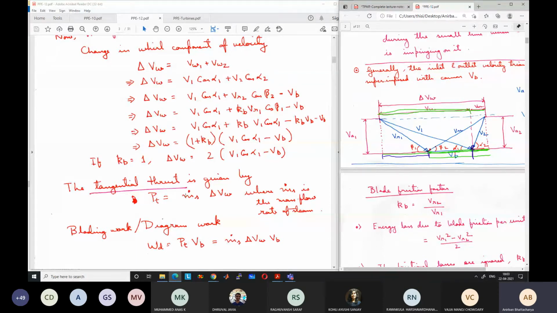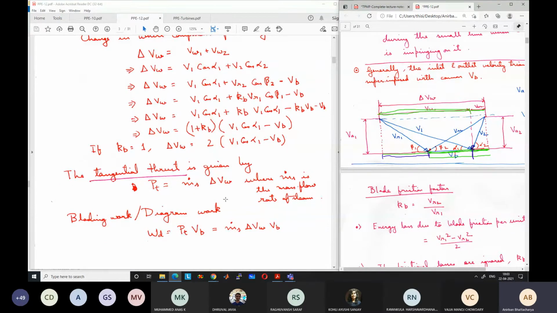And the work done is the power output. Per unit time, work done is power output. So power output is force into velocity, right? Force is Pt, and velocity in the wheel direction is VB. So Pt into VB is the work, that is the power output from the turbine stage, from that blade.